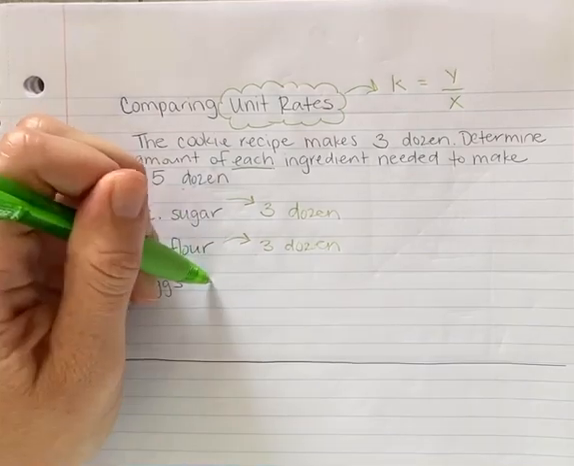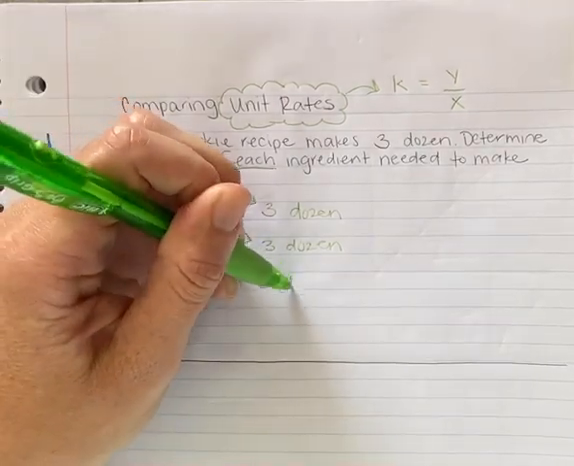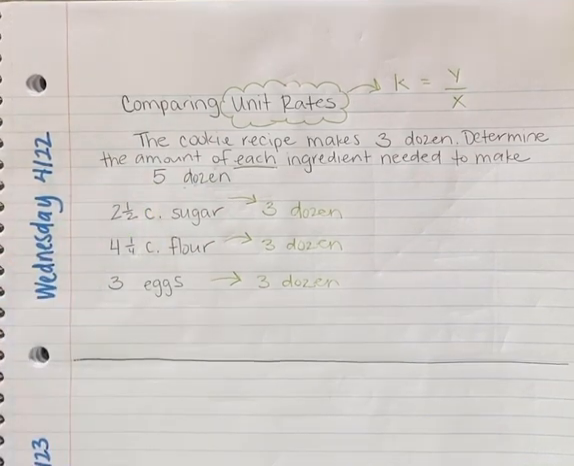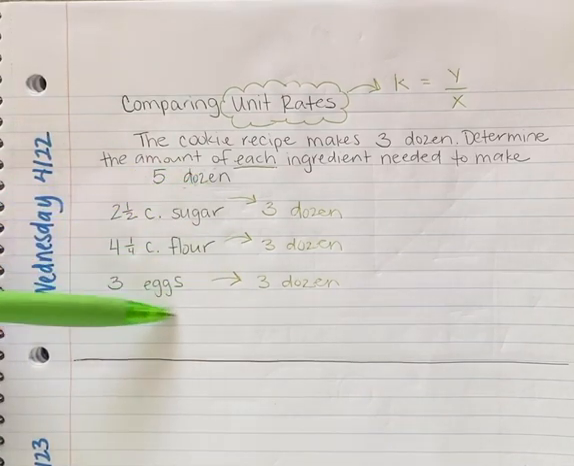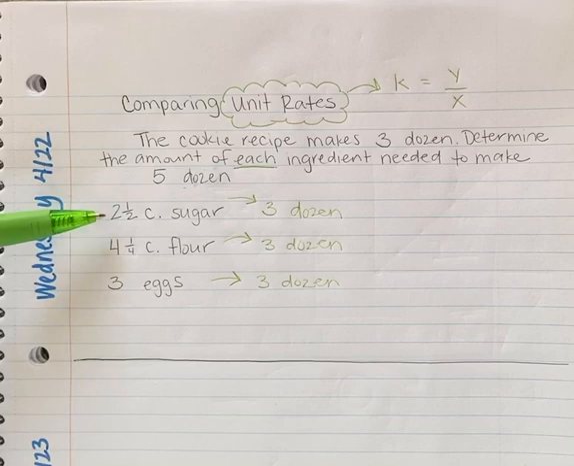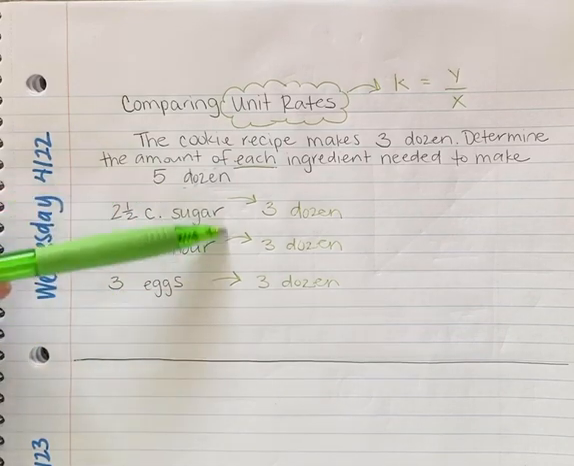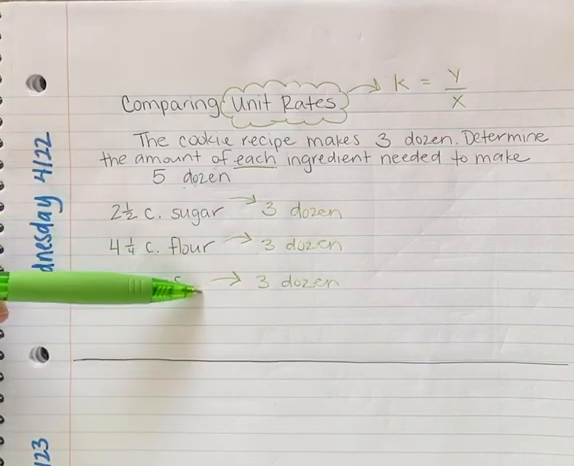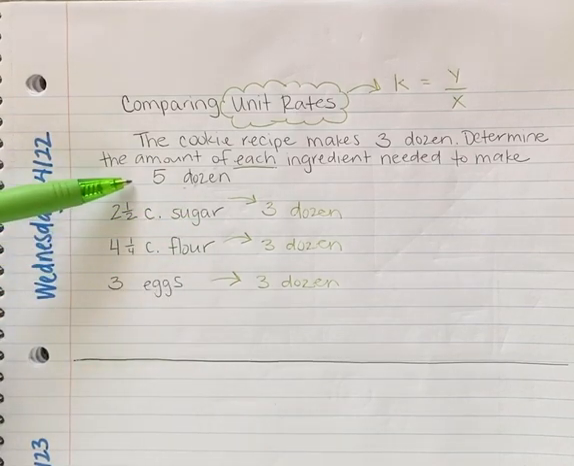But our overall goal is to figure out how much of each ingredient do I need to make not just 3 dozen, but 5 dozen. So in order to figure that out, I want to find the amount of each ingredient that it would actually take to make 1 dozen. If I find out how much of these ingredients I need to make 1 dozen, could I find out how much I need for 5 dozen? Yes. All I would need to do is multiply the 1 dozen by 5.